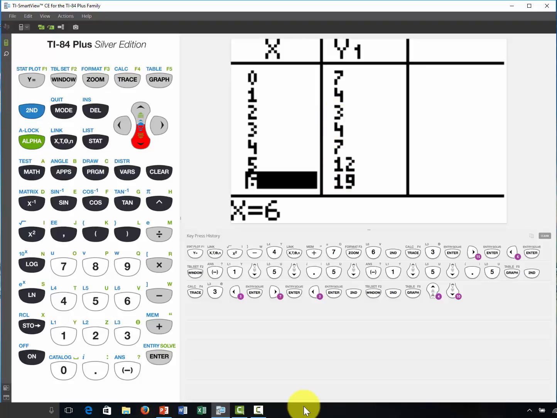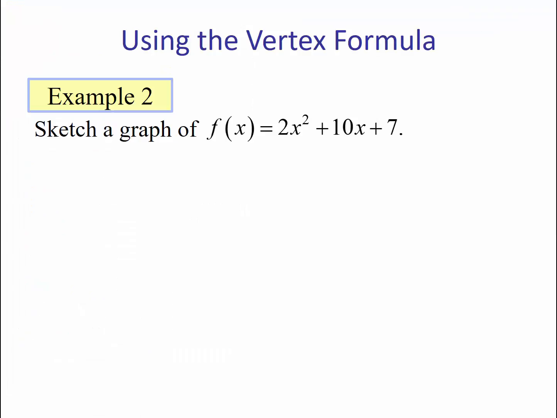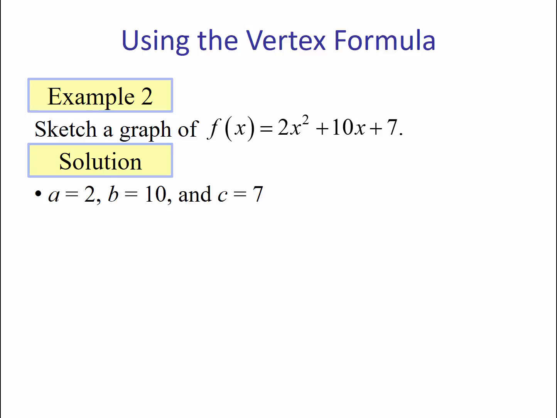Let's do another example. Example 2. Sketch a graph of f of x equals 2x squared plus 10x plus 7. We'll approach this algebraically first. So solution, in this case a is 2, b is 10, and c is 7.